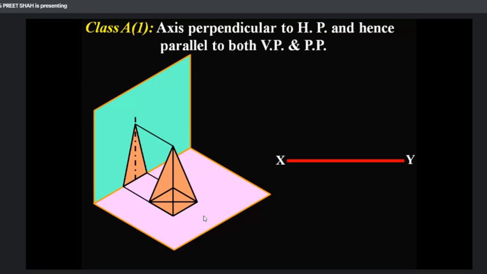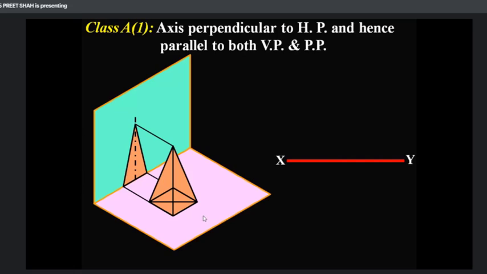Okay, so it is very important. Whenever you draw this solid in the XY plane, there are two shapes. One is the true shape of base and the second one is your elevation. If your object is resting on the HP plane, you will draw two shapes: one true shape of base and second elevation. Okay, so how will you start?